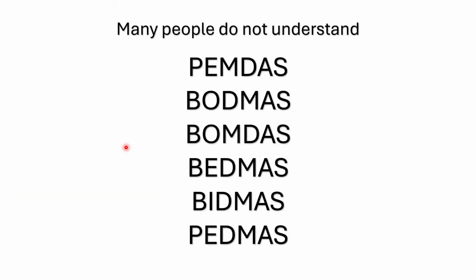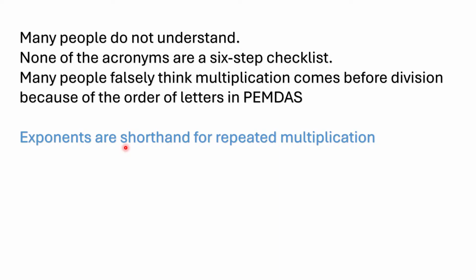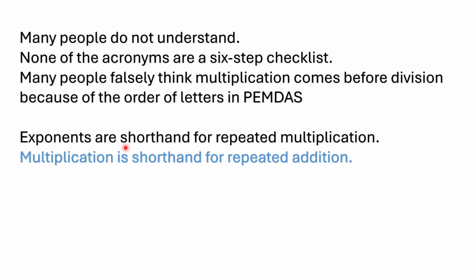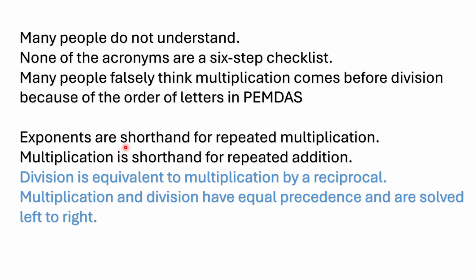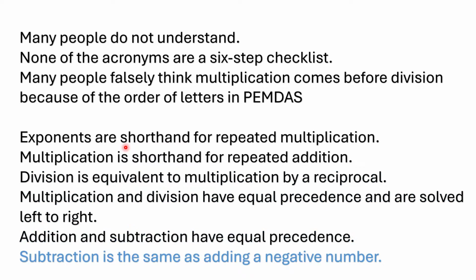Now, many people get confused over PEMDAS and BODMAS. I already mentioned that they're not a six-step checklist. None of these are a six-step checklist. A lot of people will falsely think that multiplication comes before division because of the order of the letters in PEMDAS and so on. Exponents are shorthand for repeated multiplication. Multiplication is shorthand, and division is equivalent to multiplication by a reciprocal. So we've covered all these different points about the order of operations, and I don't need to repeat that.